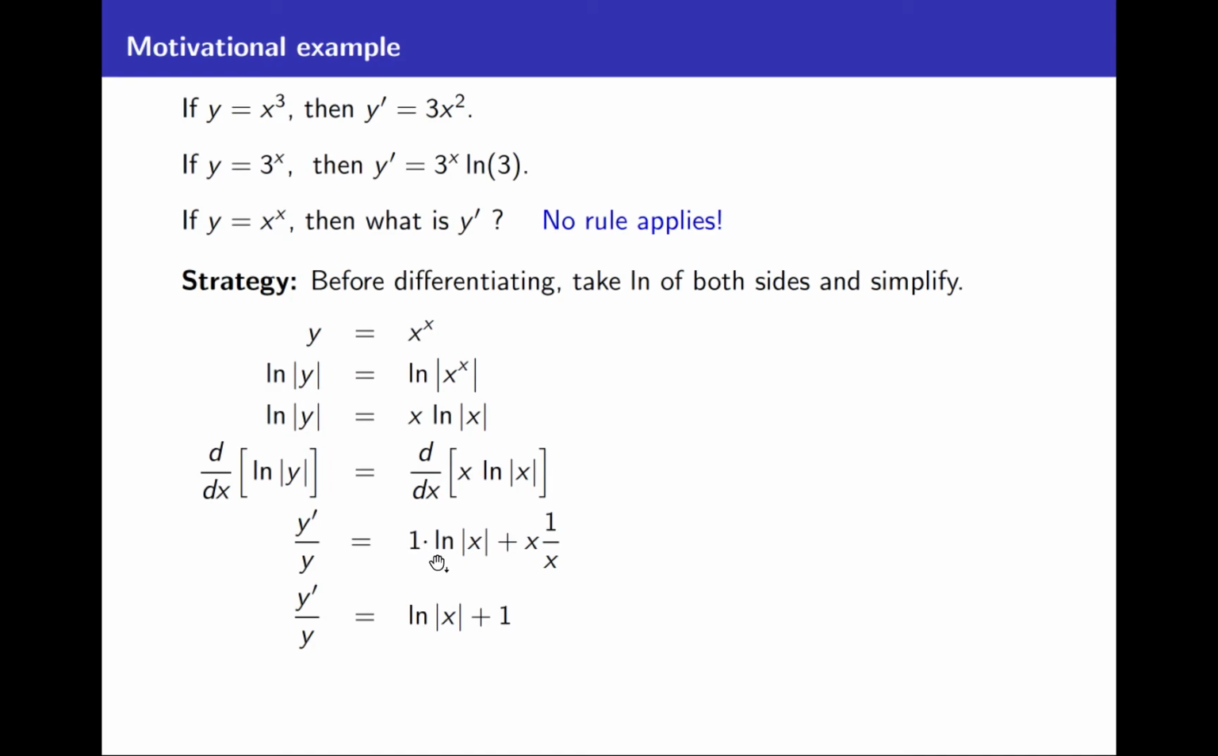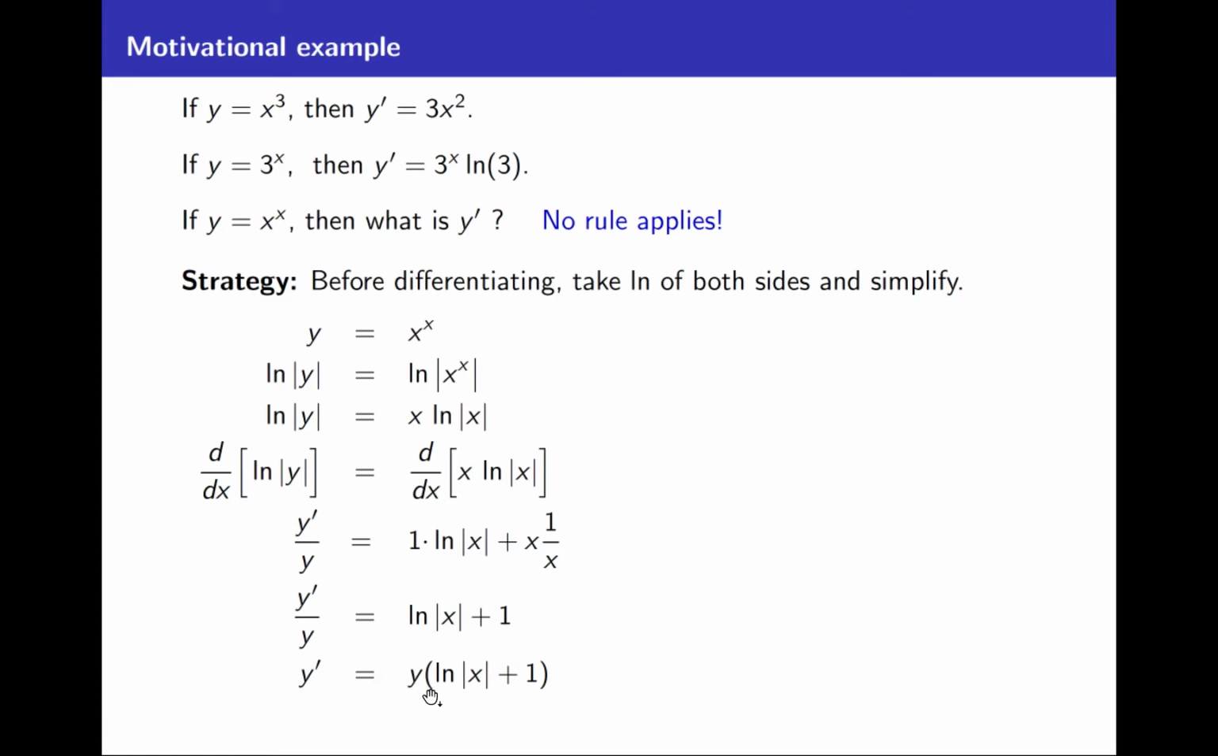So first of all, let's simplify here. 1 times ln of x is just ln of x, and x times 1 over x, that's 1. So we have y prime over y equals ln of x plus 1. And now let's multiply both sides by y. So we get y prime equals y times the quantity ln of x plus 1. And we've now isolated y prime.